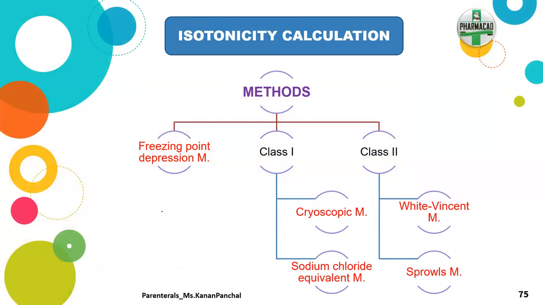So there are different ways of calculating isotonicity. First is the freezing point depression method. ये तुम्हारा colligative properties में जैसे हमने पढ़ा है, it's similar to that. But there is one derived formula, we'll solve sums based on it. And then there are methods which are classified as class 1 and class 2. Class 1 में you have cryoscopic method, again it's related to freezing point only. And then you have sodium chloride equivalent method, जो मैंने अभी बोला. Class 2 में you have White and Vincent method, and then you have Sproul's. So let us look at them one by one.